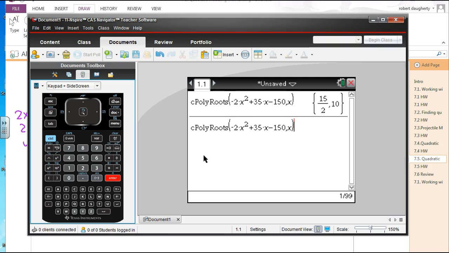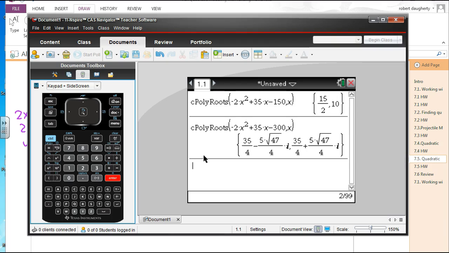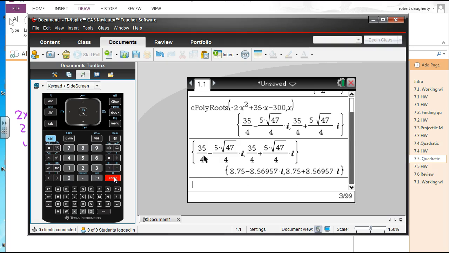We'll plug this guy in. And what do I see here? Did I do this right? Negative 2x squared plus 35x minus 300. Now, what does that tell me? What did I get here? Let's just do it this way. What kind of numbers are those? Come on, come on. Complex numbers.